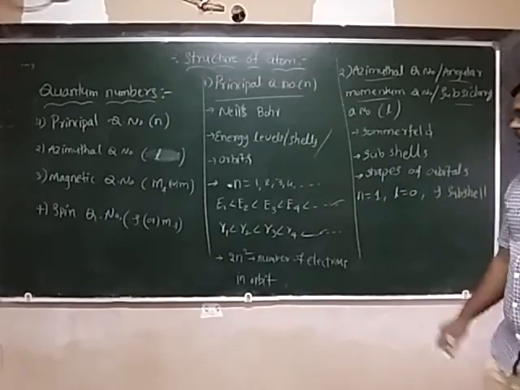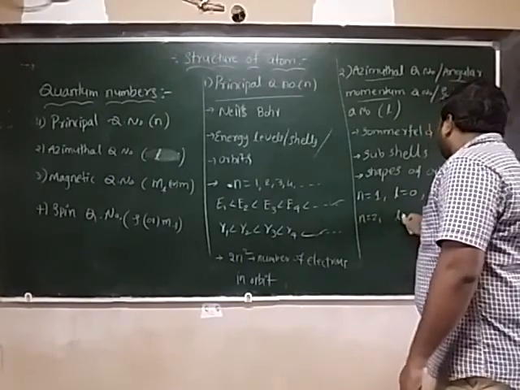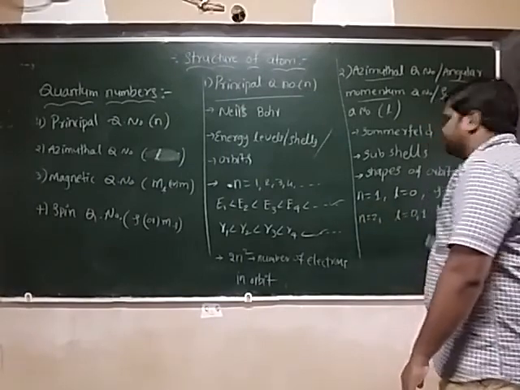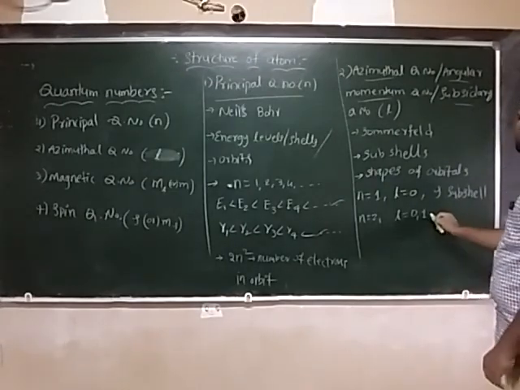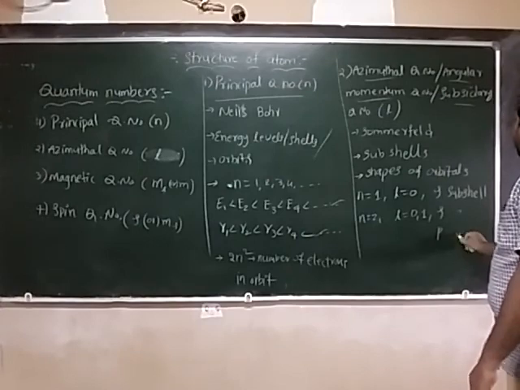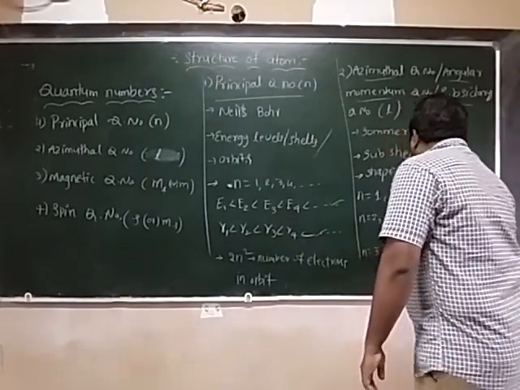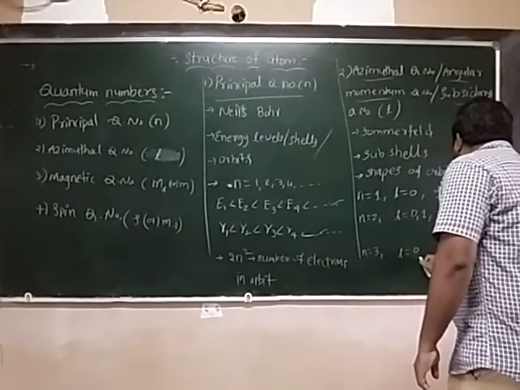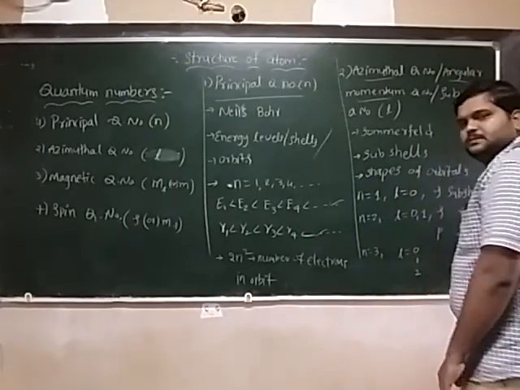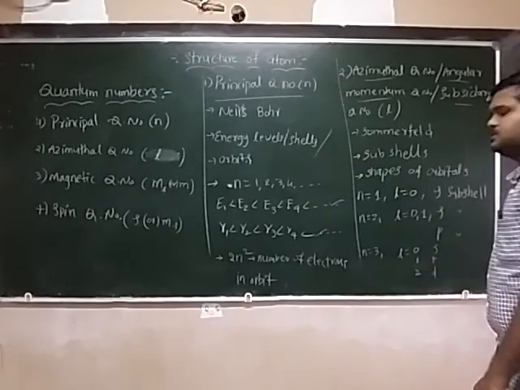That is an S subshell. If n value is 2, L value is 0, 1. So that is S, P subshell. If n value is 3, L is equal to 0, 1, 2. Is it clear? So that is S subshell, P subshell, D subshell.